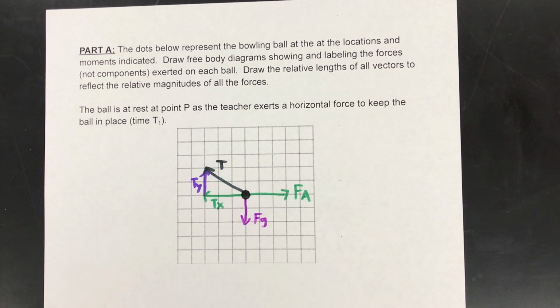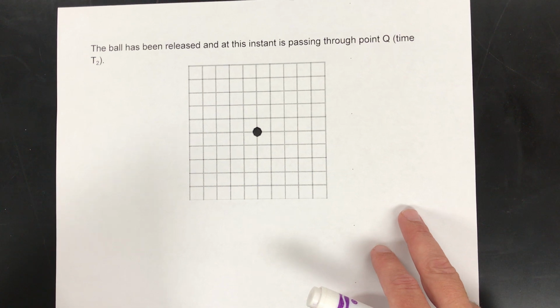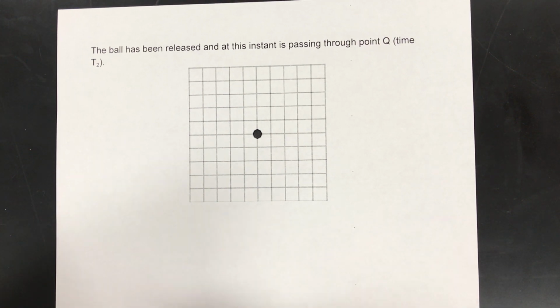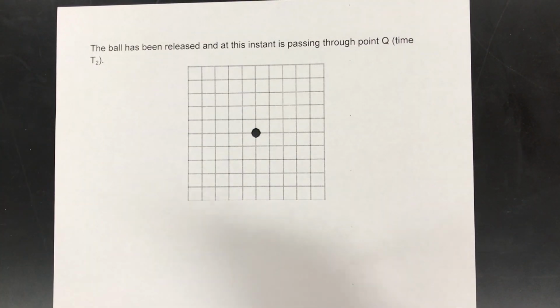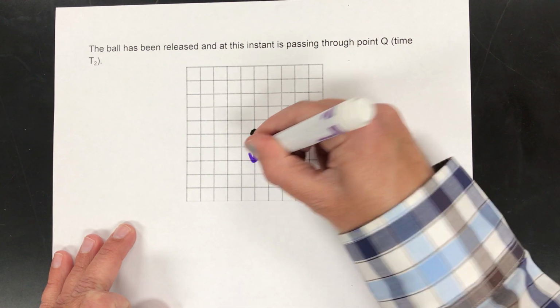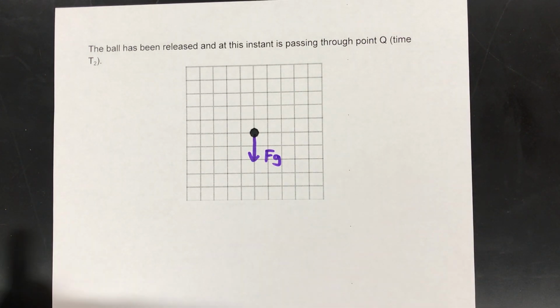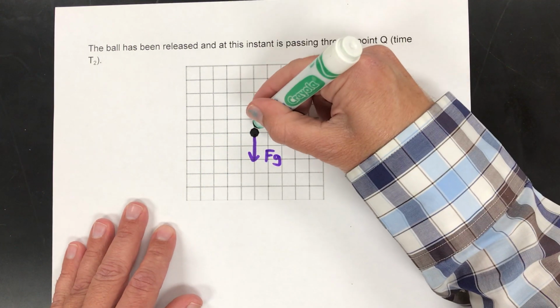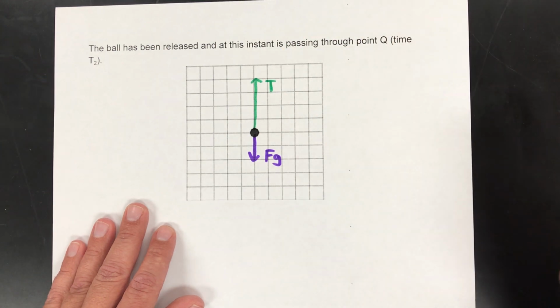All right, so next part right here is, where did I put it? Here it is. So it says the ball has been released and at this instant is passing through point Q. So it is now down at the bottom of the page here, so it's right down here. So now, at point Q, it is going to have gravity acting down on it. By the way, gravity won't increase just because it's at point Q, so I'm going to still draw it 2 long there. And we will also have the string pulling on it, and I'm going to draw that 1, 2, 3, 4. So tension is still pulling up.